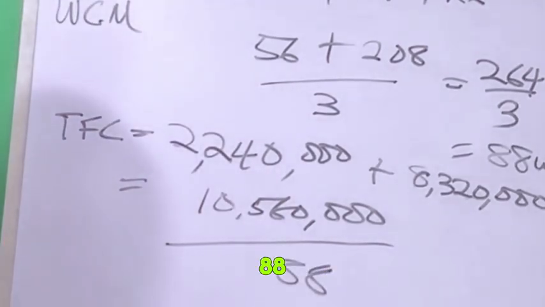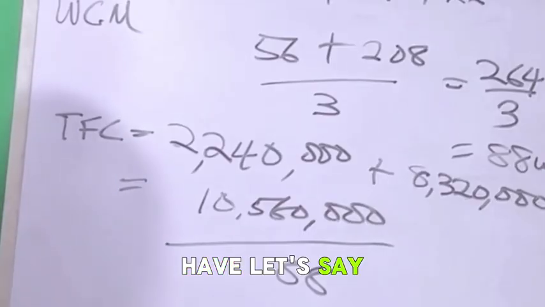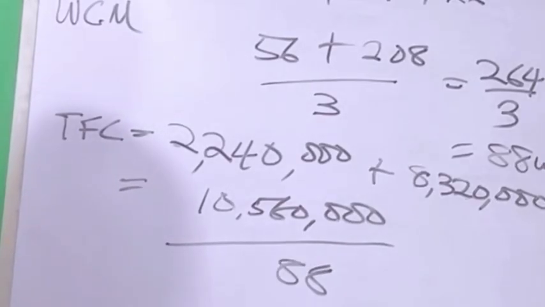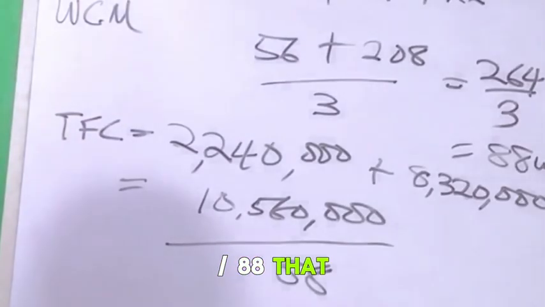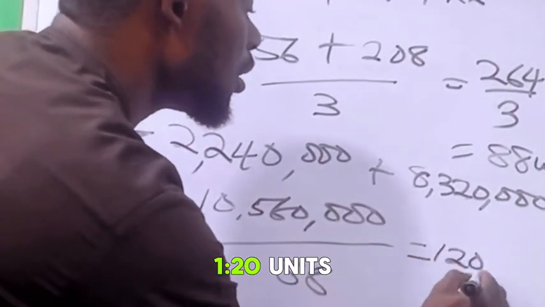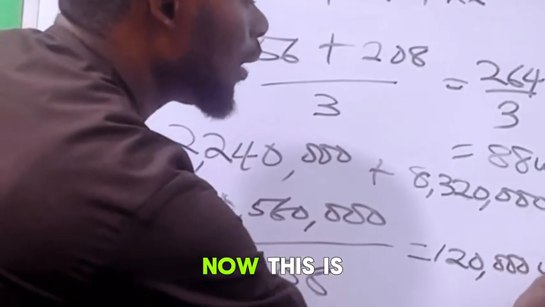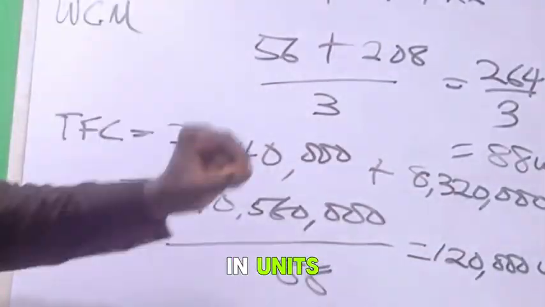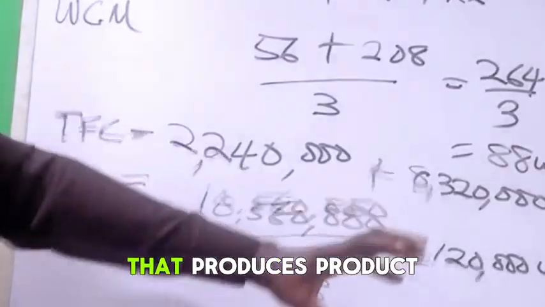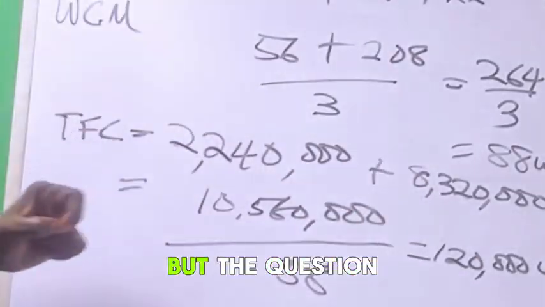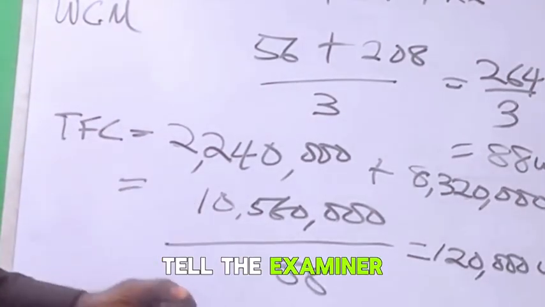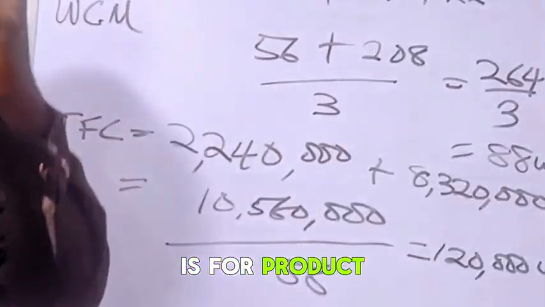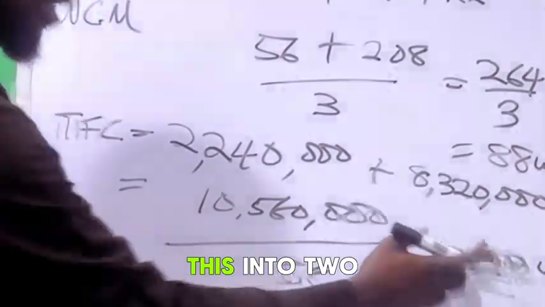So when you divide this by 88, what do we have? 10,560,000 divided by 88 will give us 120,000 units. Now this is our total. This is the break-even point in units for the company that produces product A and product B. But the question says we should tell the examiner which one is for product A and which one is for product B. So to do this, we are going to share this into two.